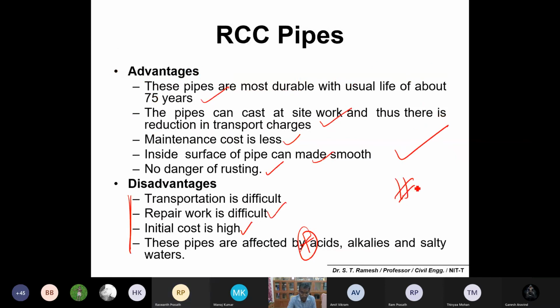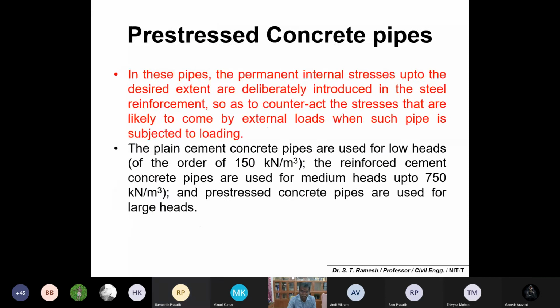Yes, sir. Okay, RCC. Then pre-stressed concrete, you probably would have come across pre-stressing. So what do you do now? You can have permanent internal stresses up to the desired extent, deliberately introduced in the steel reinforcement, so as to counteract the stresses that are likely to come by external loads when such a pipe is subjected to loading. So please make a note on that. You just pre-stress the concrete well in advance.